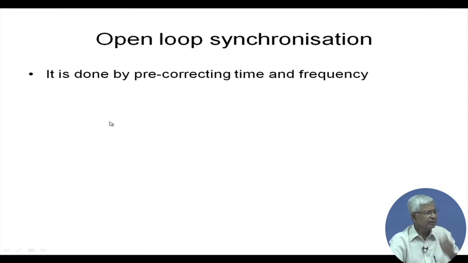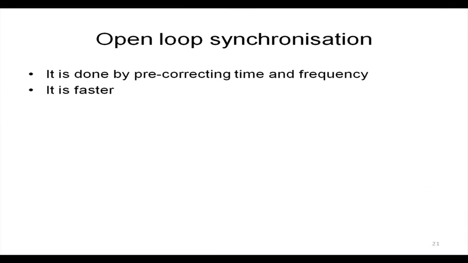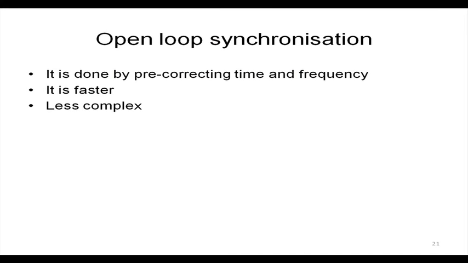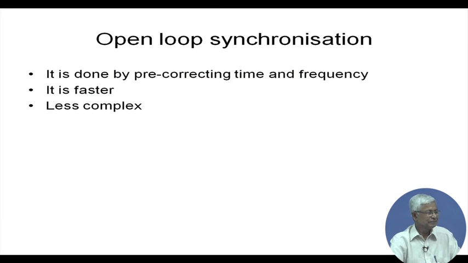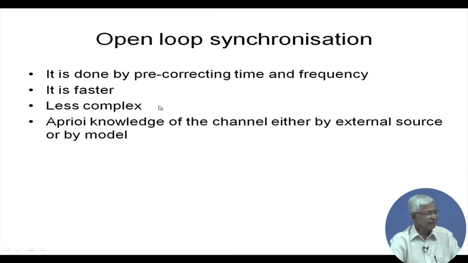Now, in open loop synchronization it is done by pre-correcting time and frequency. Both time and frequency have to be seen. Let us go a little more deeply into the subject. It is faster, obviously, because there is no return link, and it is known a priori when it is to be pre-corrected and sent. It is obviously less complex comparatively, with a priori knowledge of the channel, either from an external source or from a model.